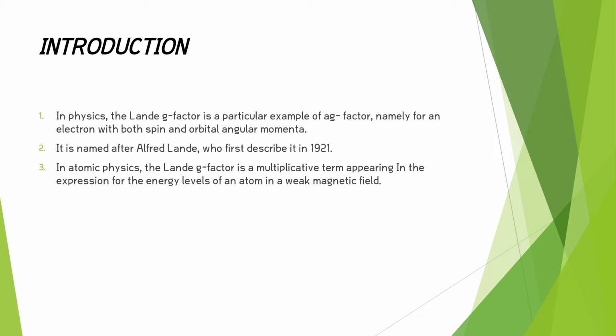Introduction. In physics, the Landé G factor is a particular example of a G factor, namely for an electron with both spin and orbital angular momenta. It is named after Alfred Landé, who first described it in 1921. In atomic physics, the Landé G factor is a multiplicative term appearing in the expression for the energy levels of an atom in a weak magnetic field.